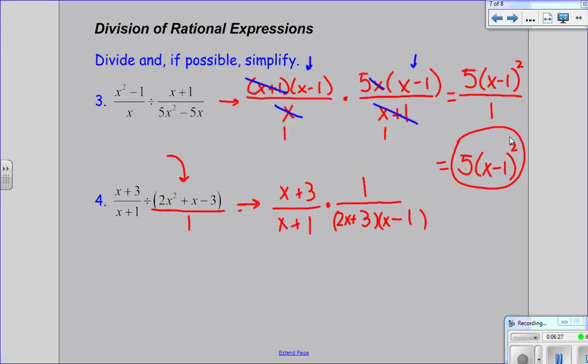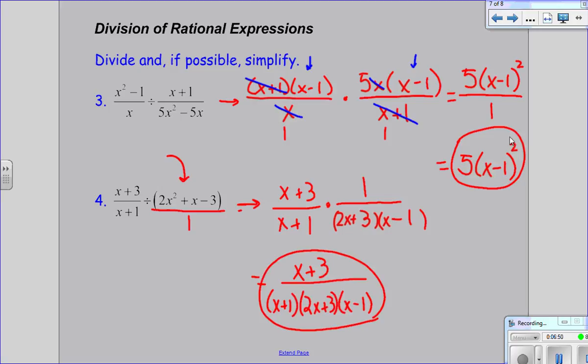It doesn't appear that there are, and so we'll just write our final answer by multiplying across. We'll get x plus 3 in the numerator, and in the denominator we have x plus 1 times 2x plus 3 times x minus 1. And that is our answer.